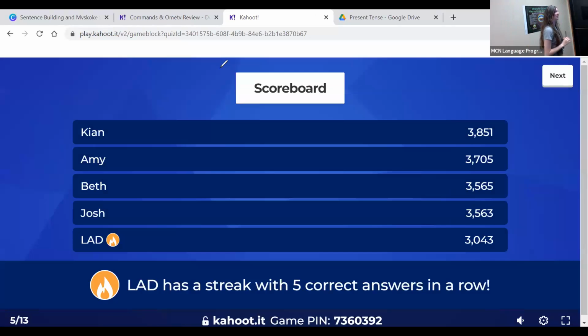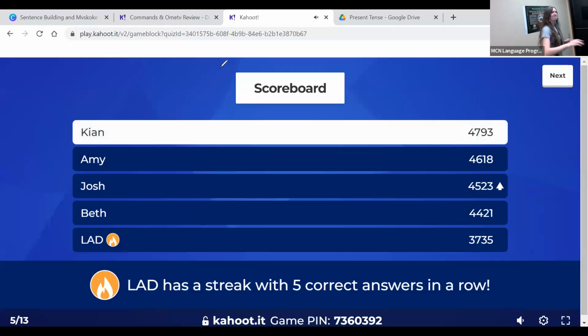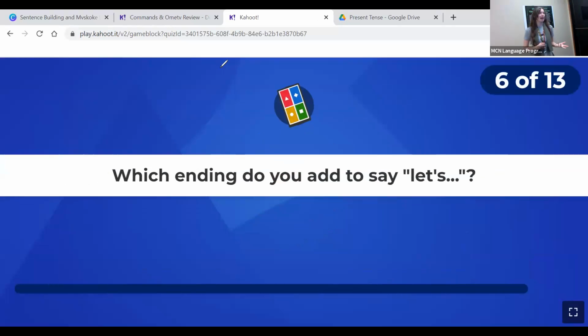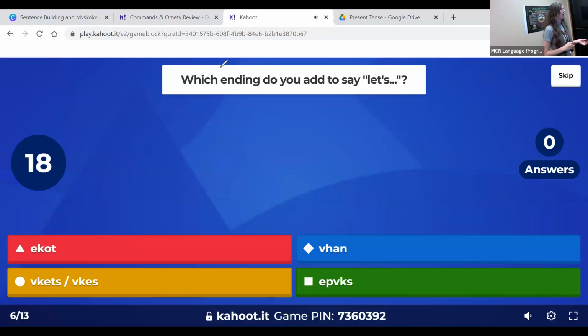Nice though. See, things like this are a good chance for you to see how much you have caught on and what you need to practice again. It's a good way to see yourself, like, oh, how much have I remembered? Which ending do you add to say let's? You add igot, agis, ibas.